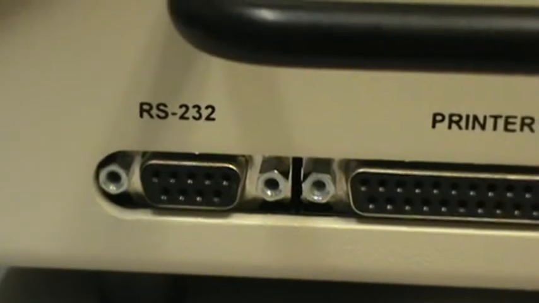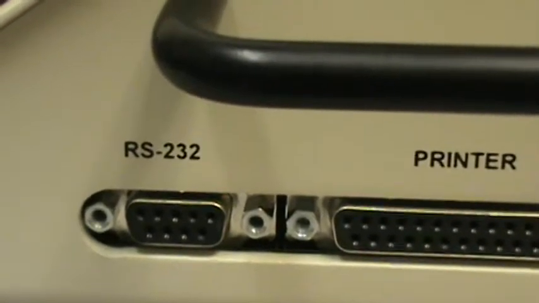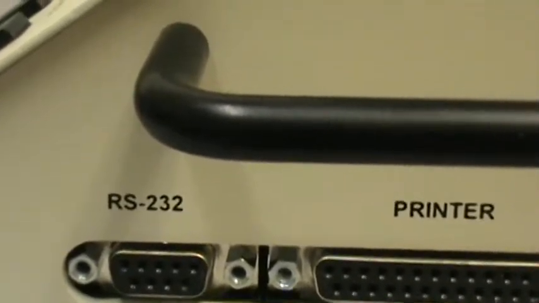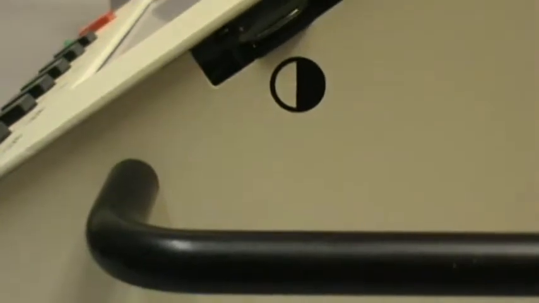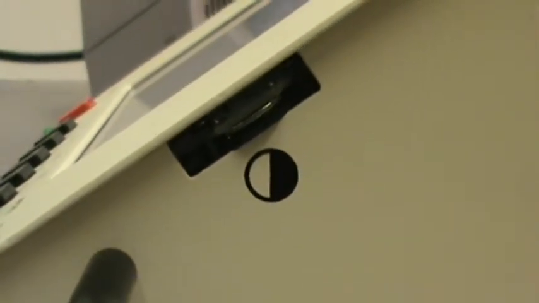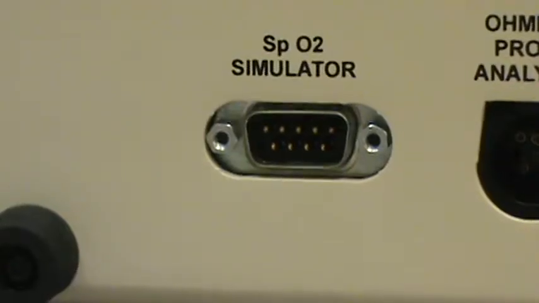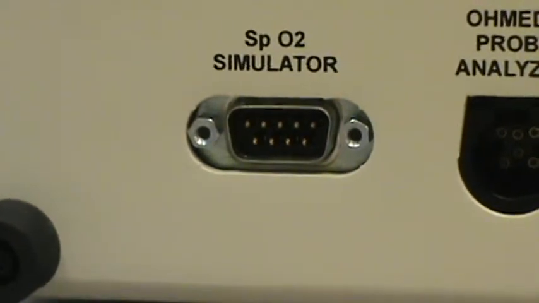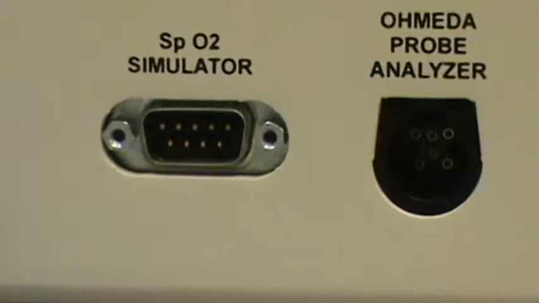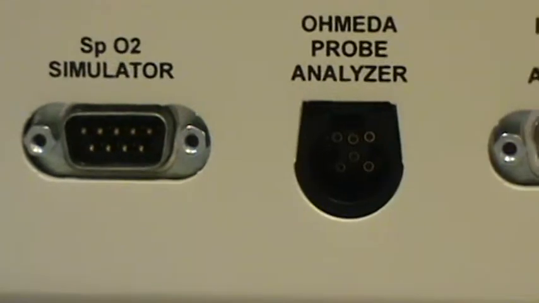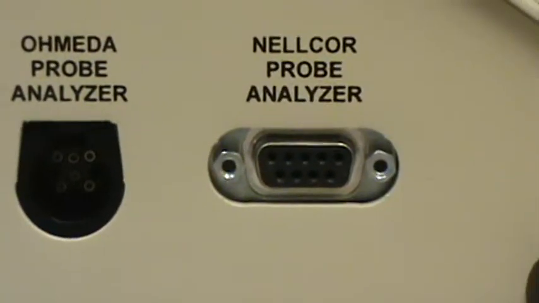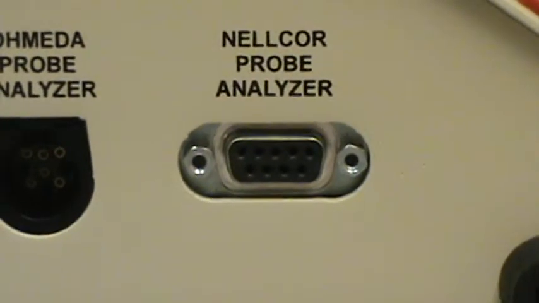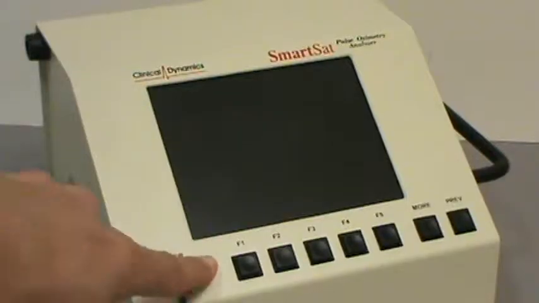On one side, the SmartSat has an RS-232 port which can provide remote testing of the SmartSat or closed-loop testing, as well as control over the contrast of the display and power port. On the other side, there is the SpO2 simulator port, as well as probe analyzer ports which can test Datascope, Nellcor, Oximax, BCI, Nonin, and Masimo LNCS probes without the need for adapters.